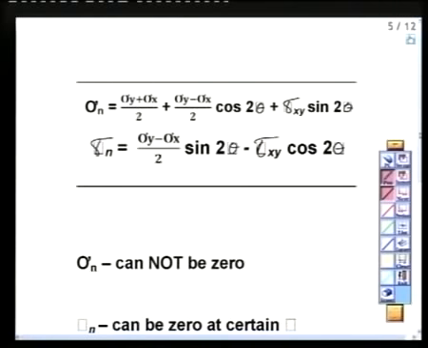Sigma n equals sigma y plus sigma x divided by 2 plus sigma y minus sigma x divided by 2 cosine 2 theta plus tau xy sine 2 theta, while tau n equals sigma y minus sigma x divided by 2 sine 2 theta minus tau xy cosine 2 theta. They are very important. Put them in a frame and leave a space for another two equations. Sigma n, tau n. Leave a space under it, 3-4 lines.